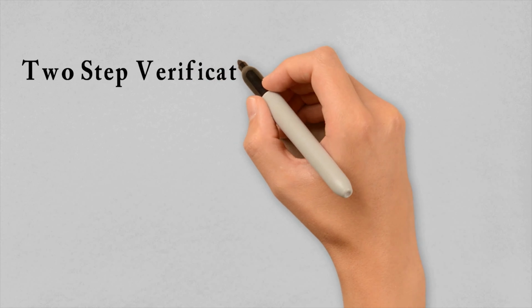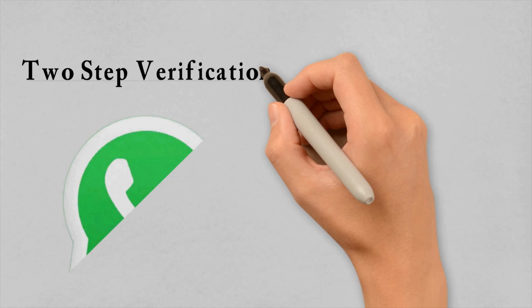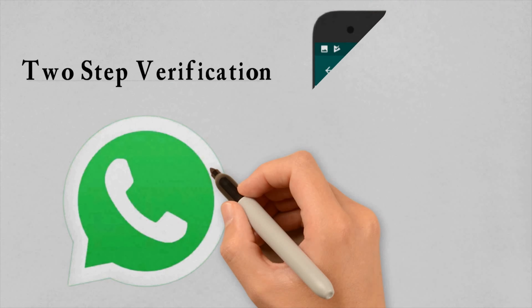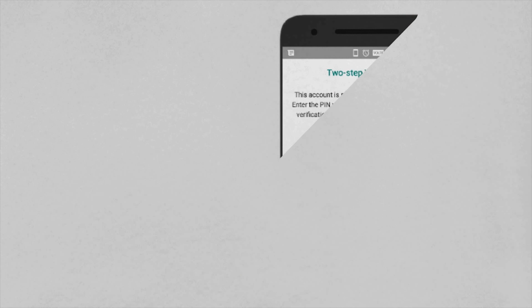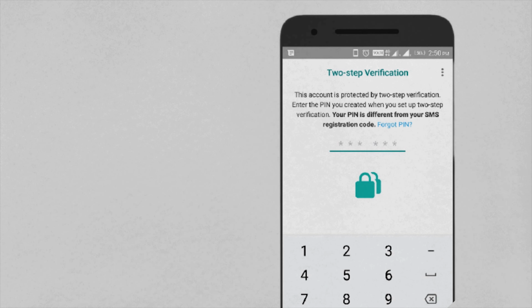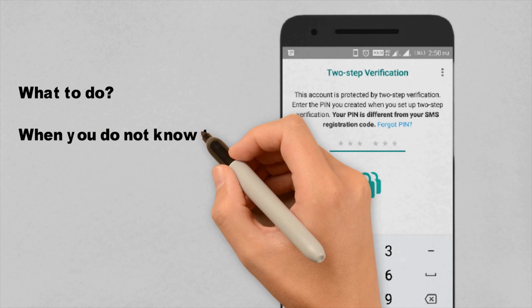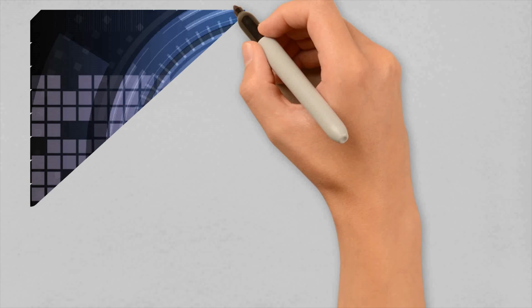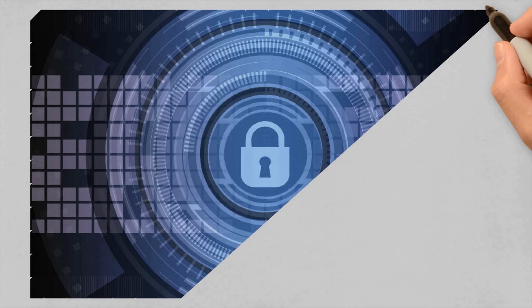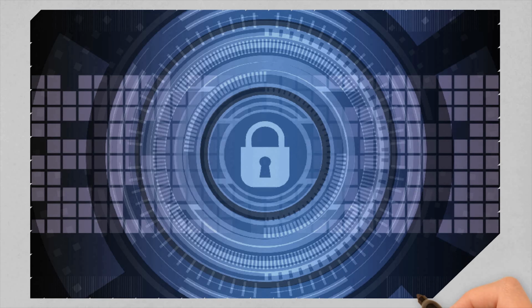In this video, I will show you how to protect your WhatsApp account with the two-step verification process, which requires a 6-digit PIN code, and in a later part of this video, you will learn what to do in case you forget this 6-digit verification PIN code. The two-step verification process adds an extra layer of protection to your WhatsApp account.